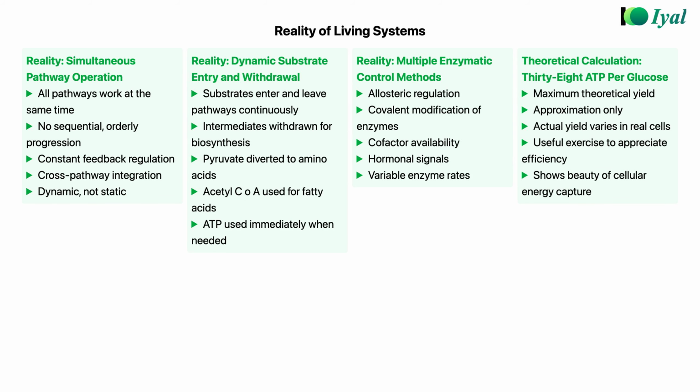So the calculation of 38 ATP per glucose is the theoretical maximum. It is an approximation. In a real cell, the actual ATP produced might be different. More, less, depends on conditions. But the exercise is still valuable. It shows how efficient aerobic respiration is, how much energy is captured, how clever the cell is. Compared to fermentation, which gives only 2 ATP, aerobic respiration is super efficient. That is why aerobic organisms can do so much more with their energy. That is why we can have big brains and muscles. Fermentation could not support that.